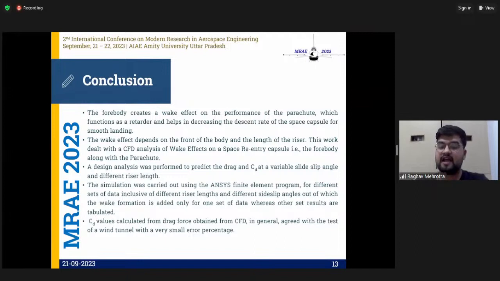Simulation was carried out in the ANSYS finite element program for different sets of inclusive materials, different riser lengths, and different side slip angles, out of which wake formation is shown only for one set of data, whereas the other sets are tabulated, which I have already shown. Now, the main conclusion which we have got from this work is that coefficient of drag values obtained from CFD, in general agreed with the wind tunnel data with a very small error percentage. Thank you.